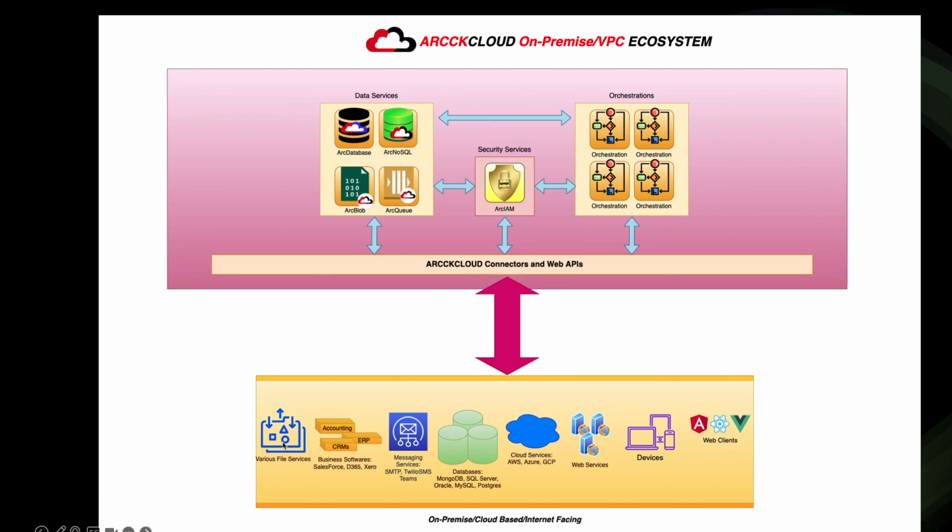ArcCloud can access data sources on-premise in your local area network, whether they are cloud-based or internet-facing. You can access file services, file shares, business software, messaging services like SMTP, Twilio SMS or Microsoft Teams, and databases such as MongoDB, which is a NoSQL database, SQL Server, Oracle, MySQL, and Postgres. You can access cloud services in AWS, Azure, or Google Cloud, and you can access web services. Devices can access ArcCloud, and web clients can access ArcCloud.